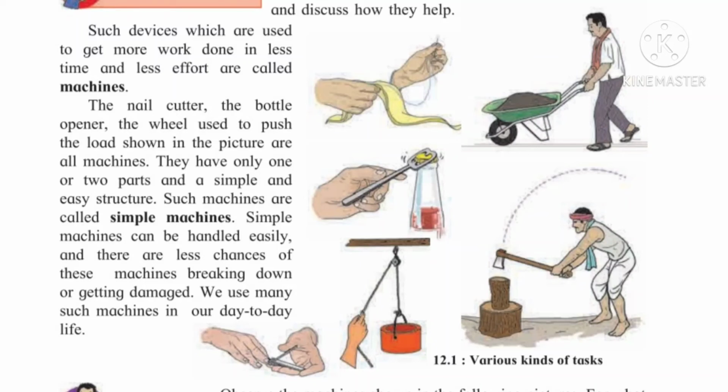Everyone has observed the opener. It has a very simple structure, not any complicated structure, so there is less chance of these devices breaking down. We use many such machines in our day-to-day life. The opener, the nail cutter, the needle, and the axe all have simple structures. So these simple machines are used in our daily life.